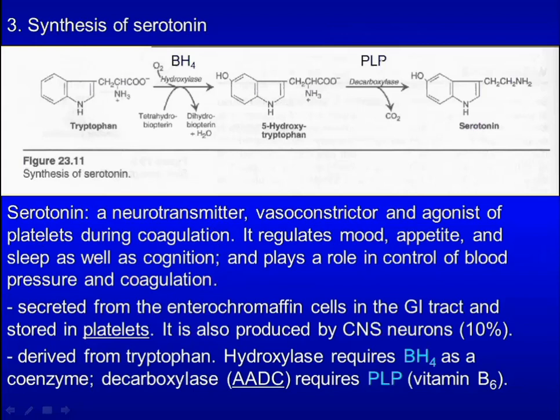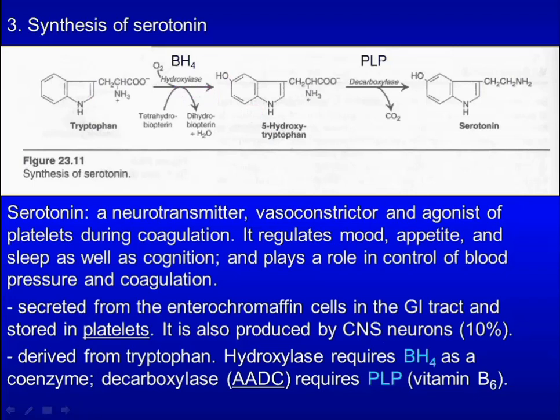Serotonin is derived from enterochromaffin cells in the GI tract and stored in platelets. A small amount of serotonin is also produced by the central nervous system. Serotonin is derived from tryptophan in two steps. In the first step, a hydroxyl group is added to the tryptophan, giving rise to 5-hydroxytryptophan. This step is catalyzed by a hydroxylase. This enzyme requires tetrahydrobiopterin as a coenzyme.